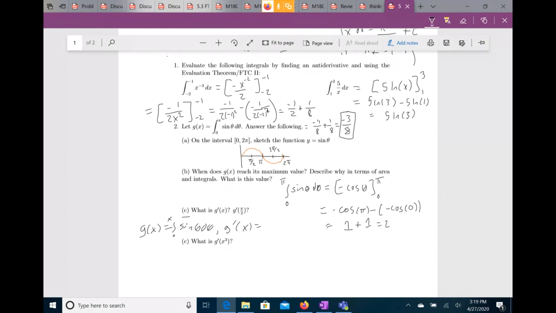So look at what is the variable. So g is a function of what variable? And g prime should be a function of the same.